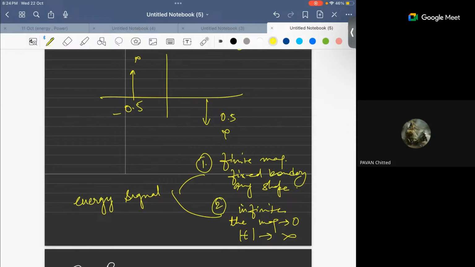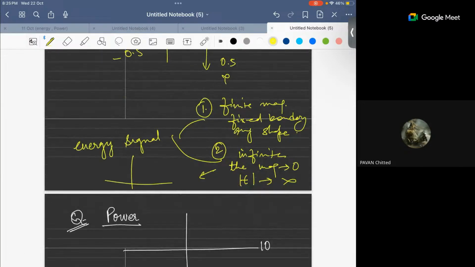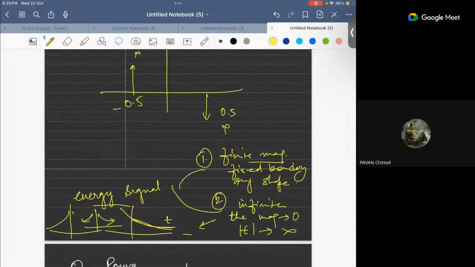Let's say, what is an example of this? The exponentially decaying signal. Even though this is an infinite signal, it tends toward zero. So this is one type of signal, or it can go like this, or it can go like this also. So all three are energy signals. And for a finite magnitude, you can have any signal, but the only thing is the boundary should be fixed. So there can be only two types of signal.